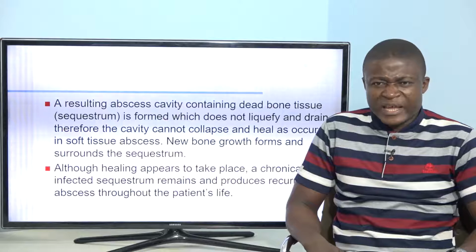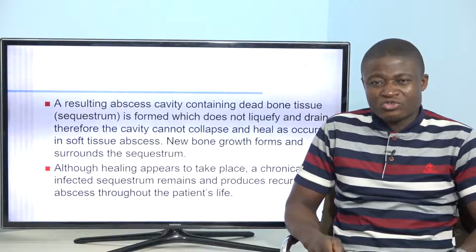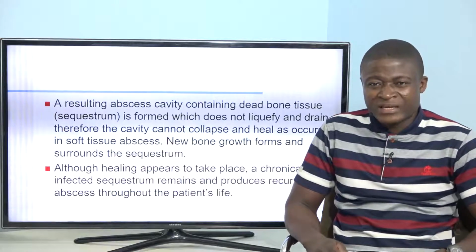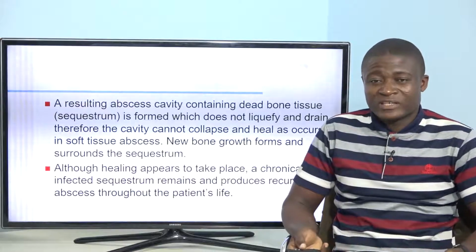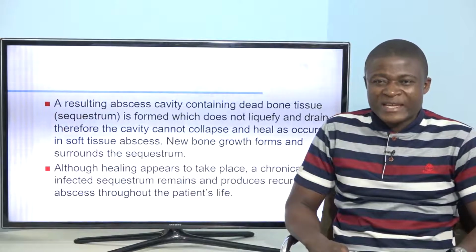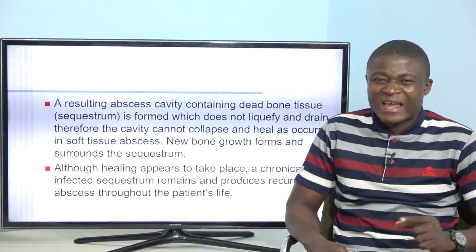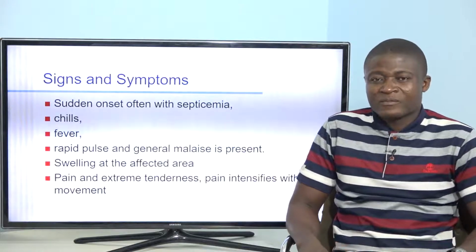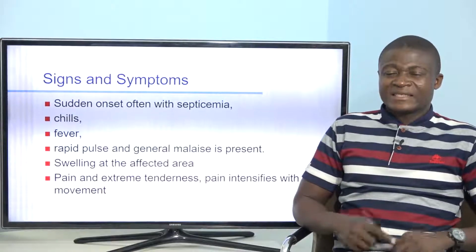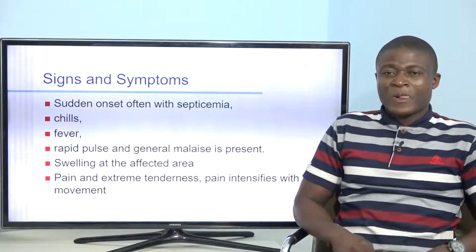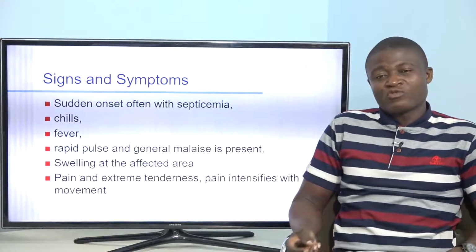It will not heal, and it will not break down to drain out as it happens in soft tissues. So when this happens, new bone growth forms and surrounds the sequestrum. Because the sequestrum, or the dead bone, is not able to break down and drain, new bone may form, but it will surround the sequestrum, and the sequestrum will remain inside. Although healing appears to take place, a chronically infected sequestrum remains and produces recurring abscesses throughout the patient's life. So you understand this. This sequestrum, the dead piece of bone hiding inside the healthy new piece of bone that has formed, will keep causing osteomyelitis upon osteomyelitis upon osteomyelitis throughout a person's life.